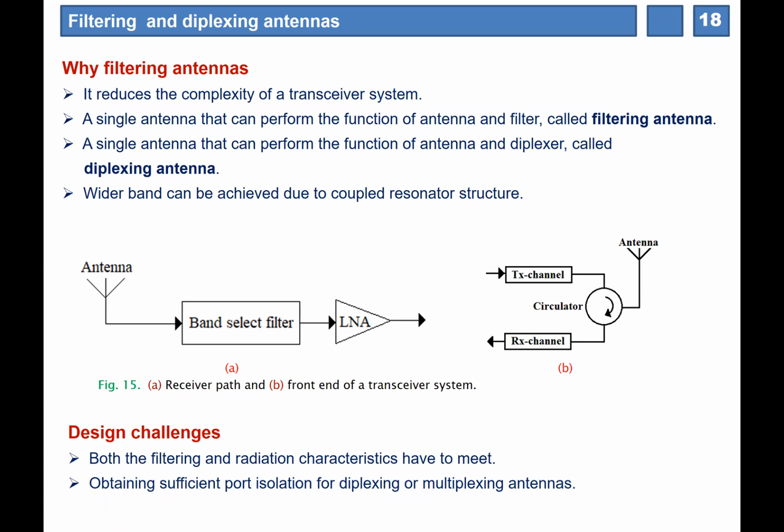So what are the design challenges for one filtering antenna? The main challenge is we have to design the antenna and filter in the same structure. So that structure must have the characteristics of an antenna as well as a filter. Designing a filter is difficult, and designing an antenna is also difficult. So we are combining these two difficulties and developing one component called a filtering antenna, which obviously becomes a very critical or difficult job for design engineers.